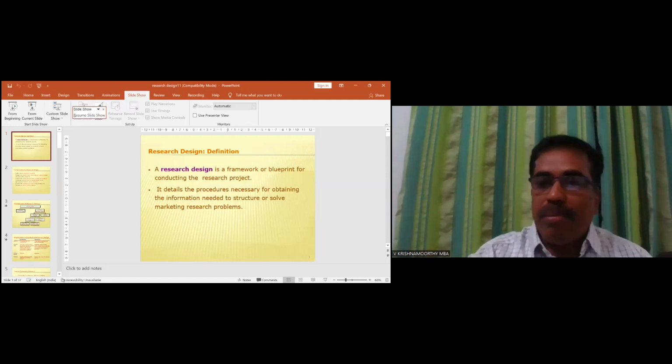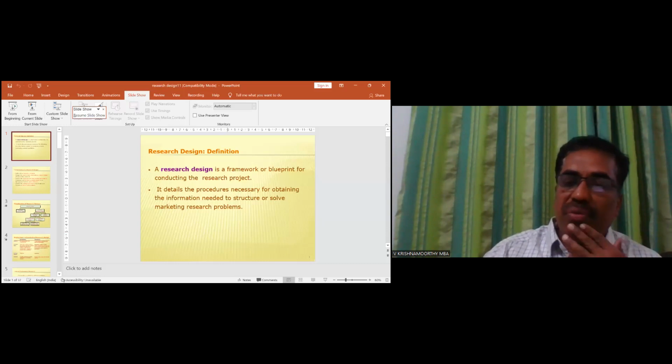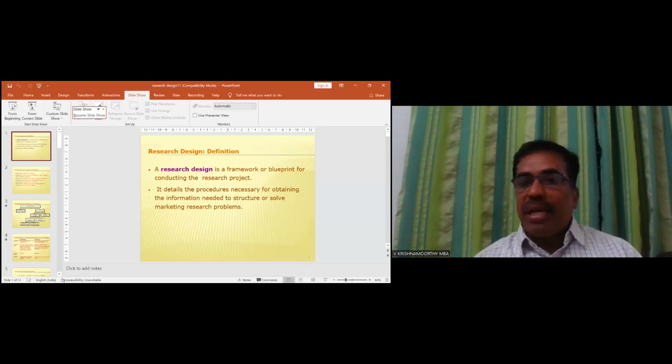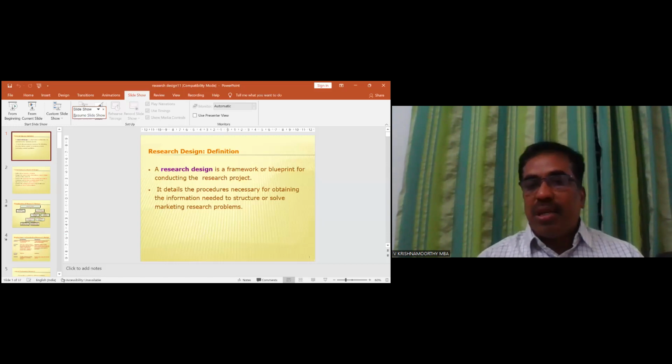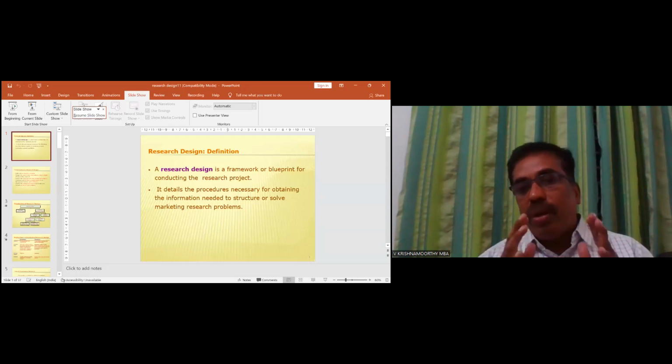Research design plays a very, very important role with regard to research. Let's take social science research. First, we will identify the problem. After identifying the problem, we will do the review of literature. After doing the review of literature, we will identify the research gap. After identifying the research gap, we will formulate the research objective. After formulating the research objective, we should prepare the research design. This is very, very important.